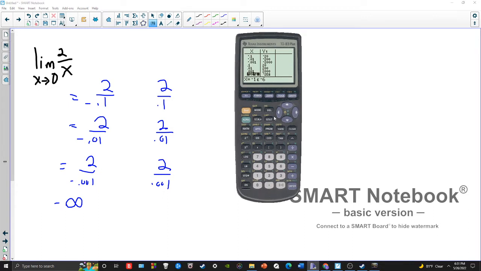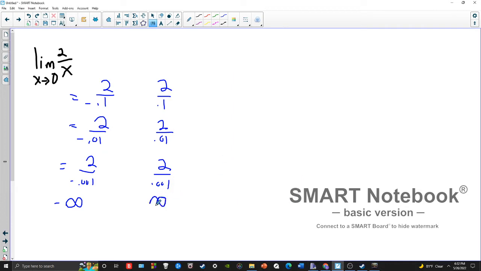That's all it's doing. It's making a bigger and bigger negative. Well, what's happening on the positive side? The exact opposite. It's going from 20 to 200 to 2,000. If I do 0.00001, again, it's getting 2 with 6 zeros behind it, so 2 billion or whatever. So this is getting closer and closer to positive. It's just going to keep growing, right? 2 divided by 0.001 is going to be a really, really big number.